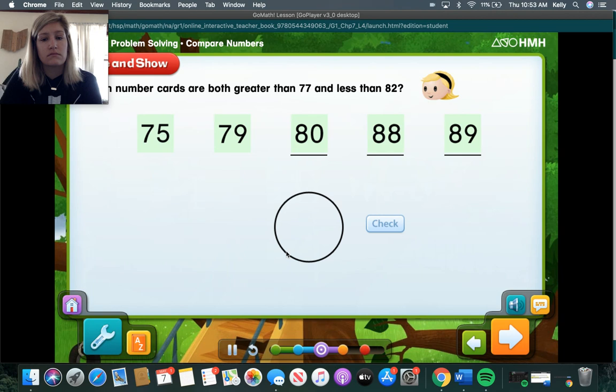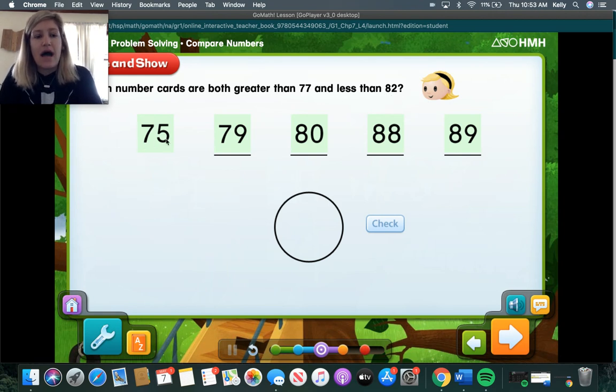Now find all the number cards less than 82. Drag a circle on the cards less than 82. Check your answer when you think you have circled them all. So less than 82. All right, you guys. So let's compare the digits in these numbers.